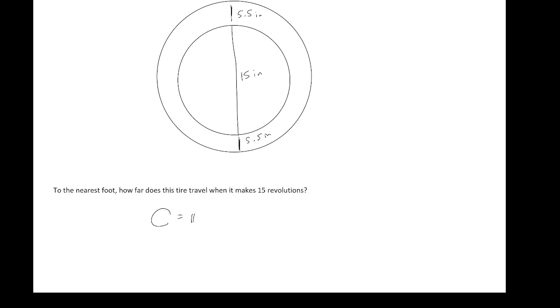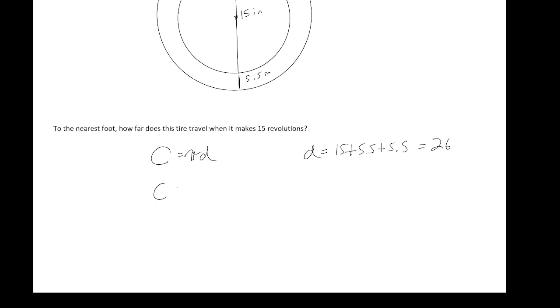So circumference is going to be equal to pi times diameter. And let's figure out what your diameter is. In this case, it's going to be 15, from that center. So that inner circle is 15, but then there's an extra 5.5 inches on either side. So your overall diameter is going to be 26, as it turns out.